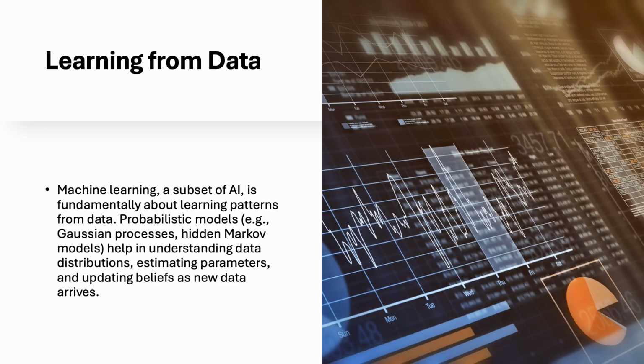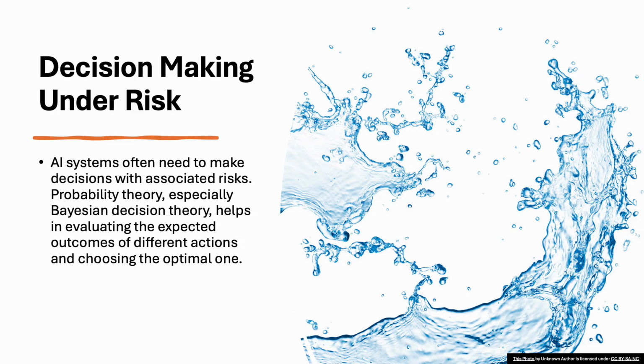Learning from data. Machine learning, a subset of artificial intelligence, is fundamentally about learning patterns from data. Probabilistic models such as Gaussian processes and hidden Markov models help in understanding data distributions, estimating parameters, and updating beliefs as new data arrives.